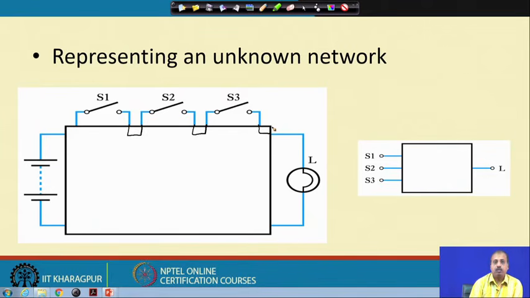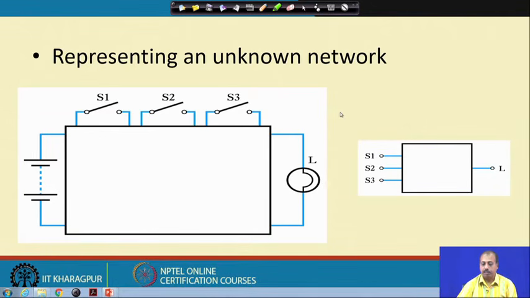So, that way what we have is that S1, S2, S3 are connected in series. So, this is an AND operation. If this is an unknown network, then we may try to represent it in black box form. We can say that there are 3 inputs S1, S2, S3 for this black box and there is one output L.